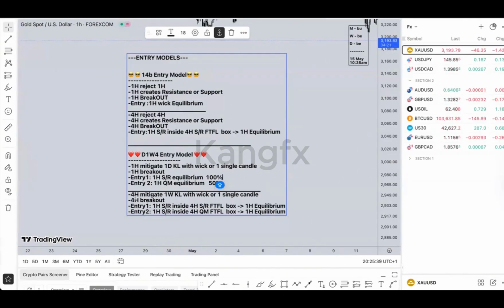Then we have the one for 4 hour, which is 4 hour mitigates 1 week key level with a weak or one single candle. 4 hour breakout. Entry on, already, 4 hour FTFL box. You look for your STFL on 1 hour. When you get your STFL on 1 hour, that 1 hour you mark your equilibrium. That's it. You can look for the same thing on the 4 hour QM.